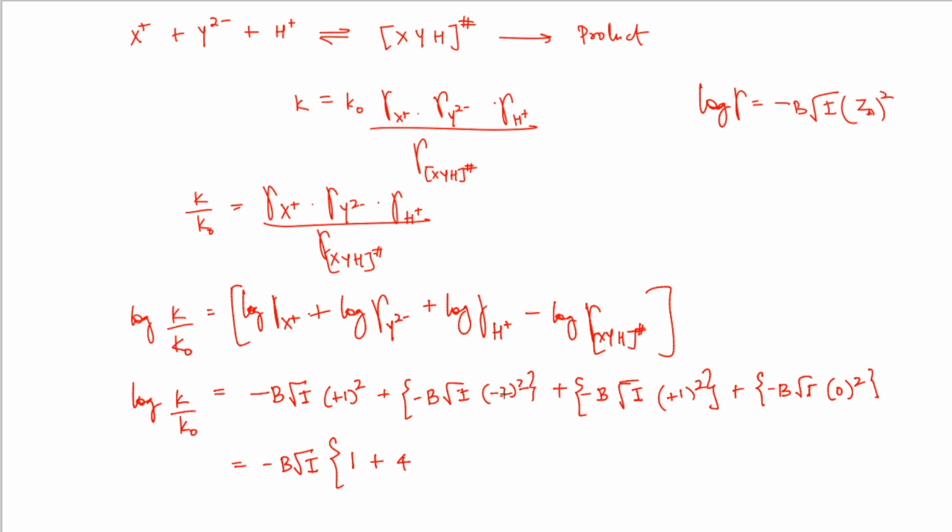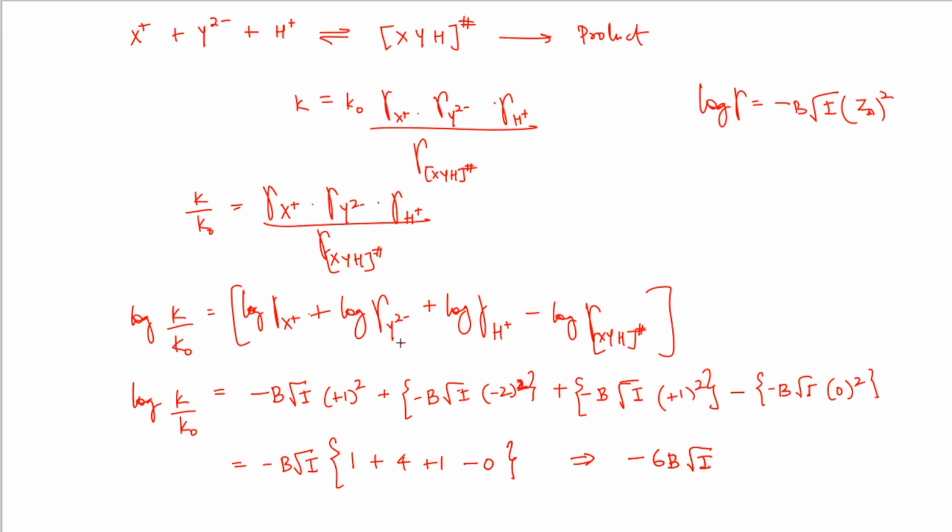2 square is 4, and then you will have 1 square, that will be 1, and plus, sorry, this should be minus, right? But it doesn't matter, let's keep the sign as it is, so this is 0. So this whole thing should give you minus 6b under root I. That should be the value of log k upon k naught.